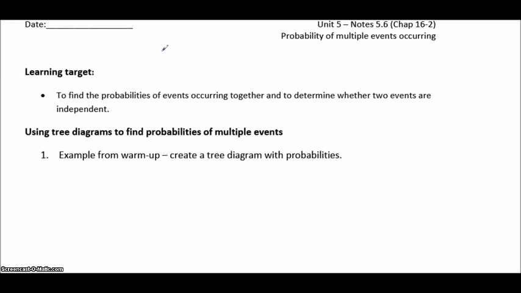Okay, so first let's talk about the learning target. So this is for chapter 16.2, and let's just quickly recap where we've been. In 16.1, we learned about the probability of an event occurring, and we learned about the probability of one event or another event occurring. Just as a quick review, to do that, we added those probabilities and subtracted off the intersection of them. And then this term would be 0 if the sets were mutually exclusive.